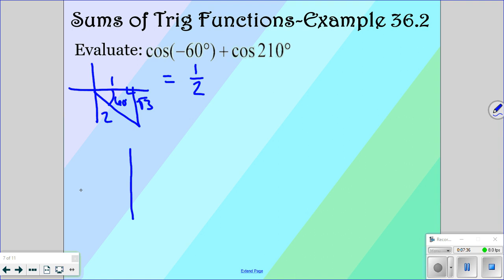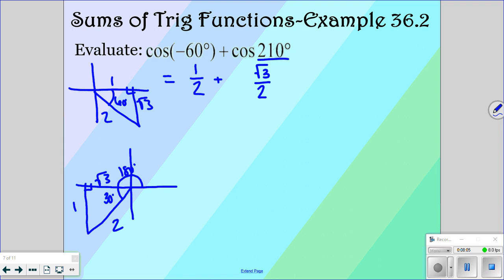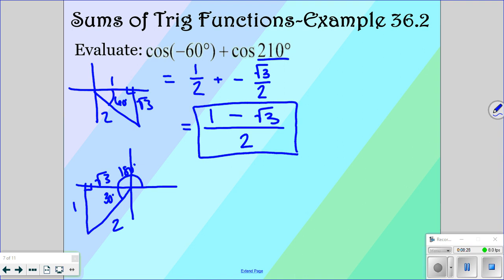Now for cosine of 210, this is 90, this is 180, and we go a little bit further. And that's going to put this at 30 degrees, because this is 180 plus another 30 gets you to the 210. So then I have my square root of 3, my 1, and my 2. And the cosine of a 30-degree angle is square root of 3 over 2. And then is it positive or negative? Well, it's in the third quadrant. Cosine is negative in the third quadrant. So it's negative square root of 3 over 2. And then if you combine them into one fraction, the denominator is 2 on both of them. So we have 1 minus square root of 3. And so that would be your answer for that one.